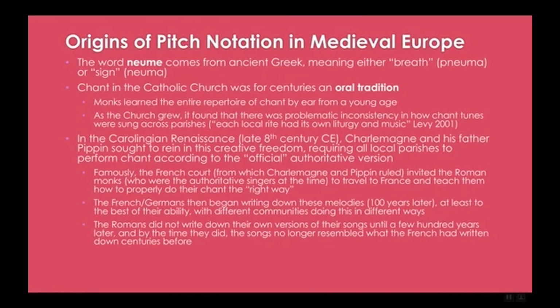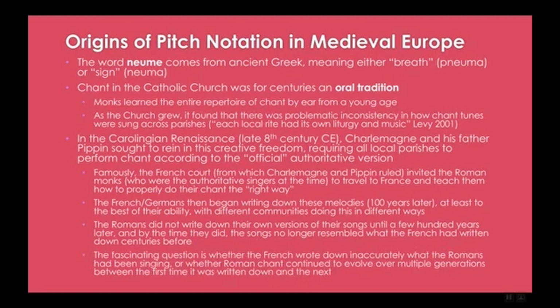But the Romans didn't end up writing down their own versions of their songs until about 300 years later. And by the time they did, the songs that they were singing didn't really resemble what the French had written down centuries before. So the fascinating question is whether the French wrote down inaccurately what the Romans had been singing, because the later Roman song is much more intricate. Were they writing down a simple version of what the Romans were doing? Or is it rather the case that the Roman chant continued to evolve over 300 years, between the first time it was written down and the next?